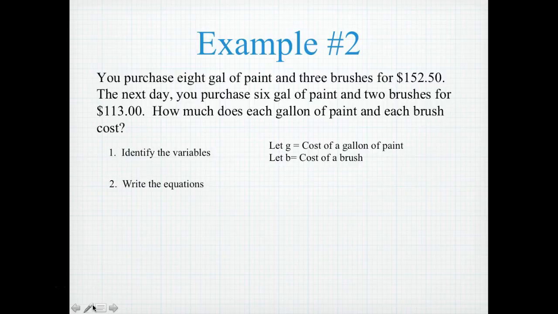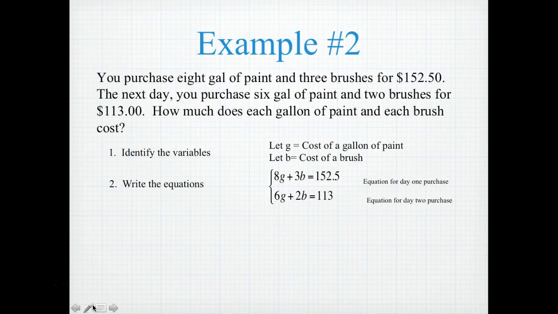Now when we write the equations, we're going to set up one equation for each scenario of purchase. So on our day 1 purchase, we had 8 gallons of paint and 3 brushes, and it cost $152.50. That translates algebraically into 8G plus 3B equals 152.5. For our day 2 purchase, we had 6 gallons of paint and 2 brushes, and it cost $113. So that translates to 6G plus 2B is equal to 113.